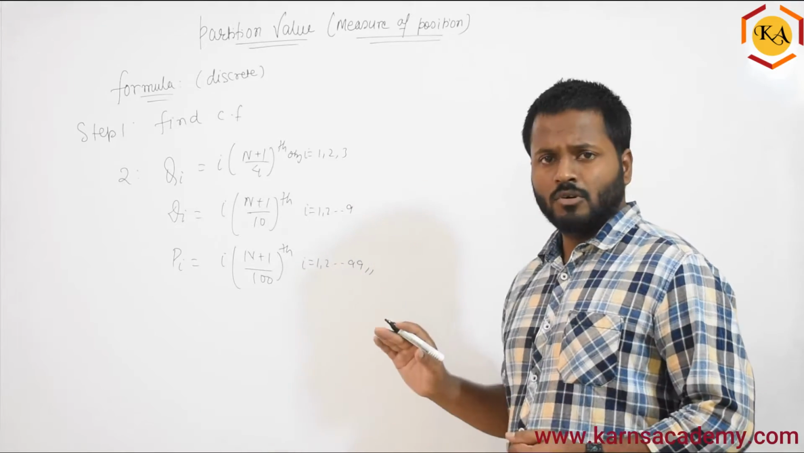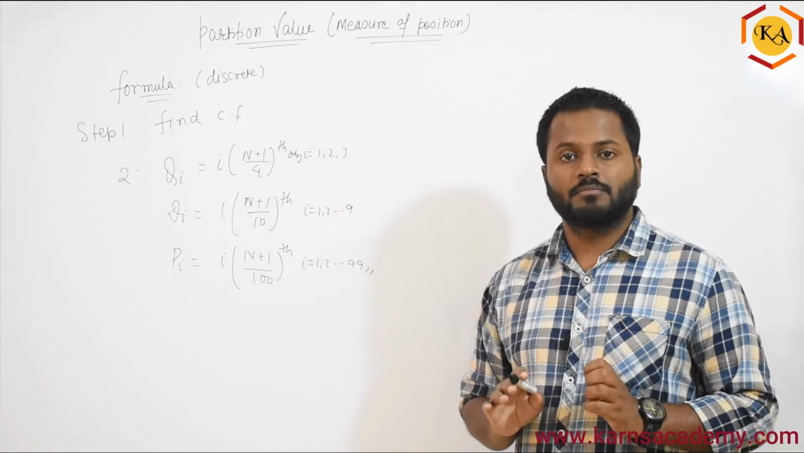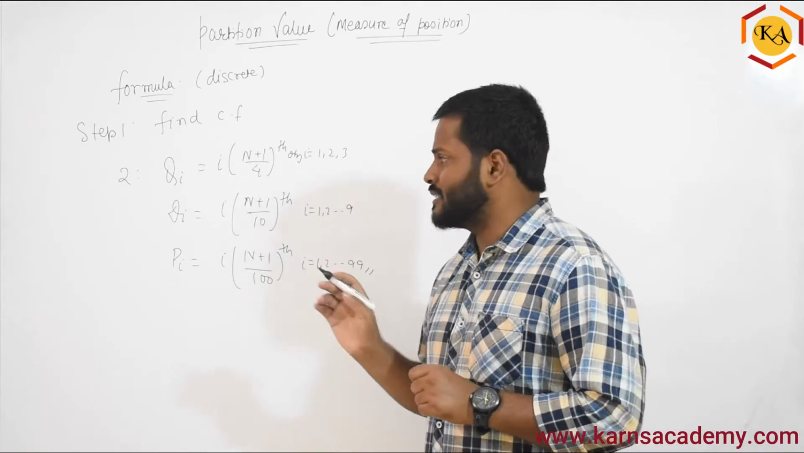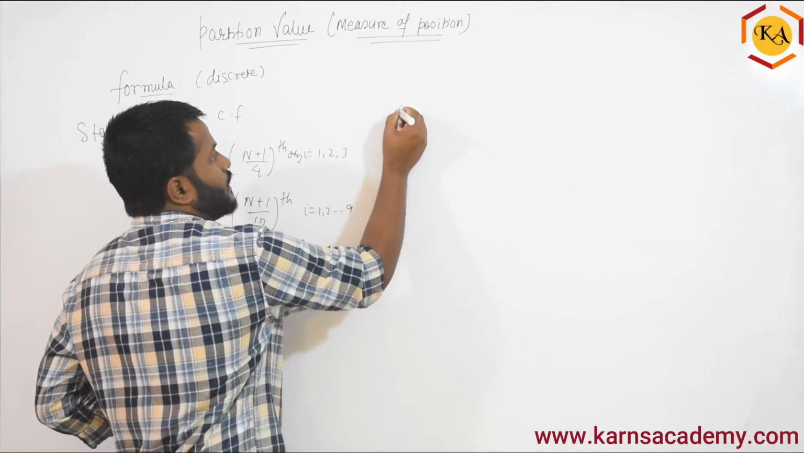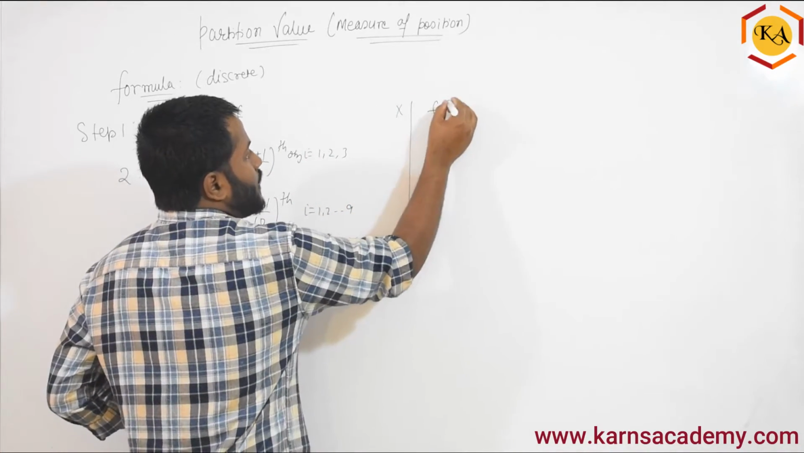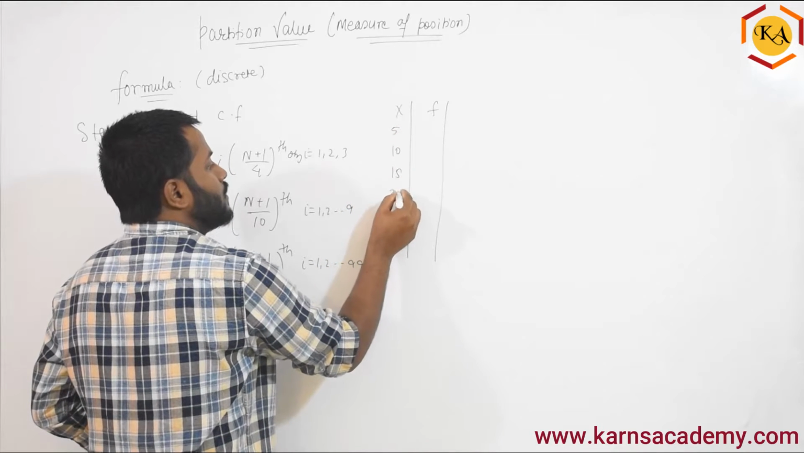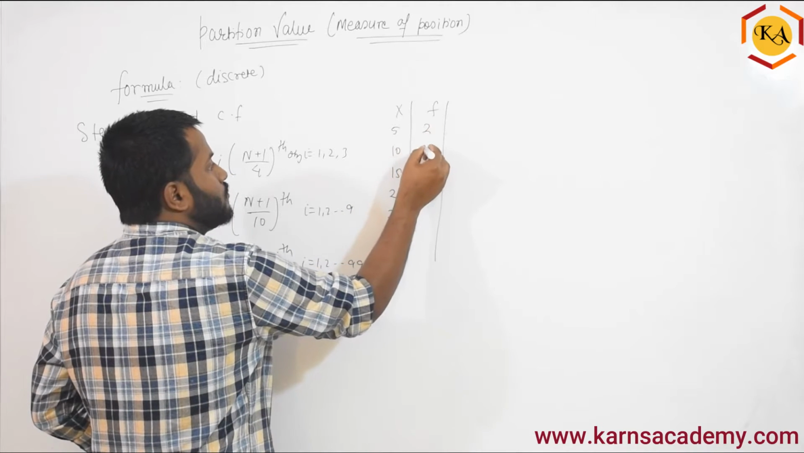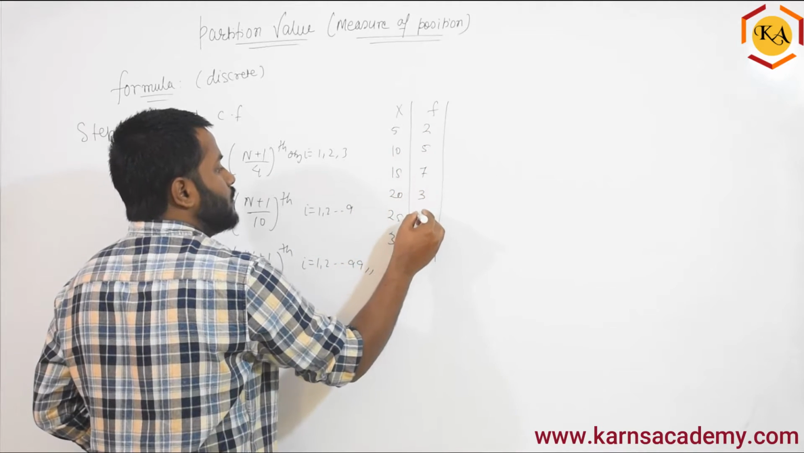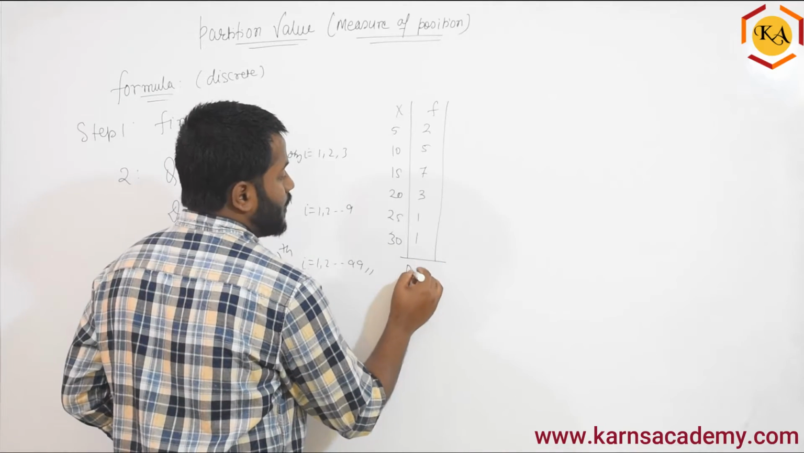Same as the median formula for ungrouped data, only what has changed is the capital N. So let's take one data and see how it works. Let me take one X and one F over here. X is 5, 10, 15, 20, 25 and 30, and F is 2, 5, 7, 3, 1, 1. If you add this, you will get the N value.